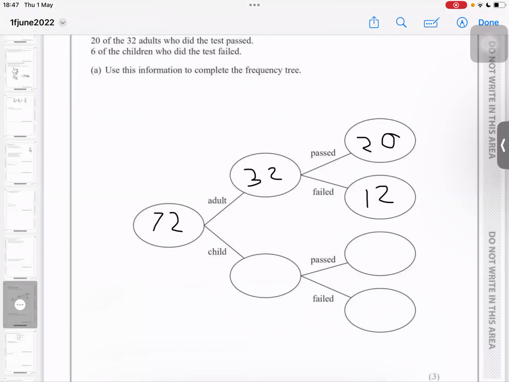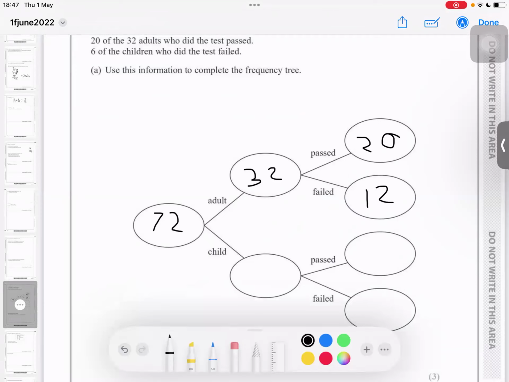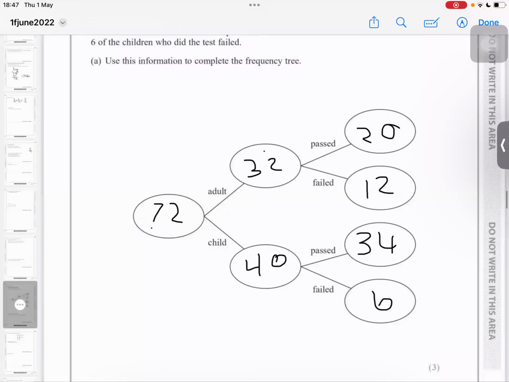Nice. 20, 12. Okay, so we know the number of children now is what? 40, right? 6 failed, so 34. So for that circle for child, we'll have 6 failed, which means 34 passed. Oh, perfect. Nice one. Okay, let's move on.